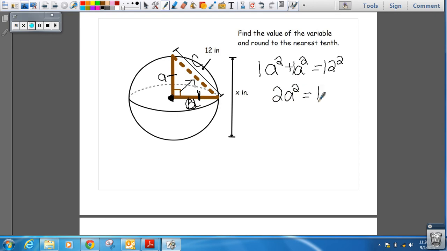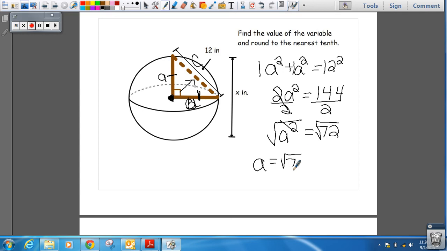Is equal to 12 squared, which is 144. Divide both sides by 2, and I get A squared equals 72. The opposite of squaring something is to take the square root. So I get A is equal to the square root of 72.